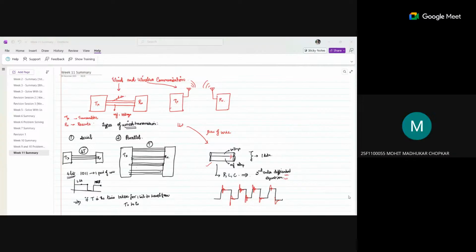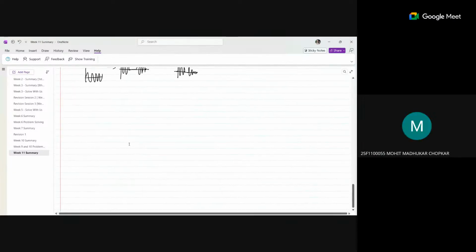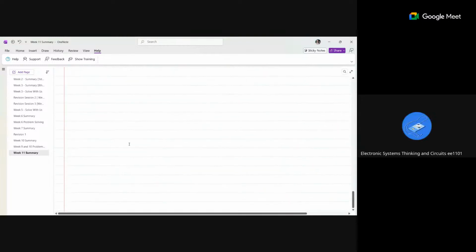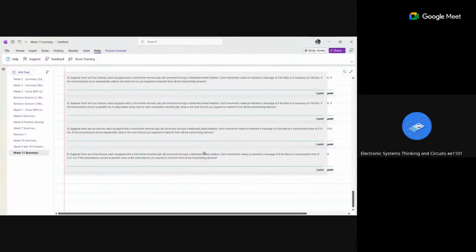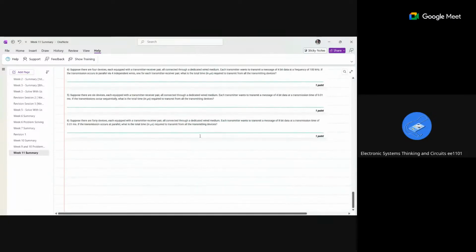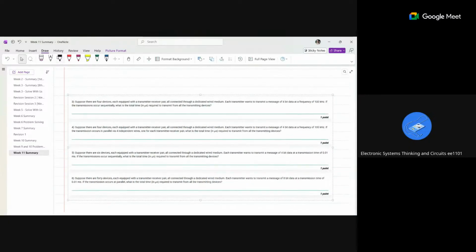And here we see FM, the FM which we use in real life, frequency modulation. So there are these 4 questions. They are related to wired communication. So, problems for wired communication.